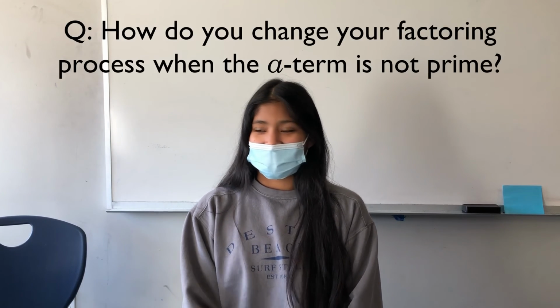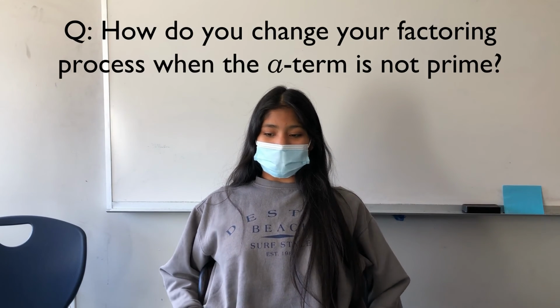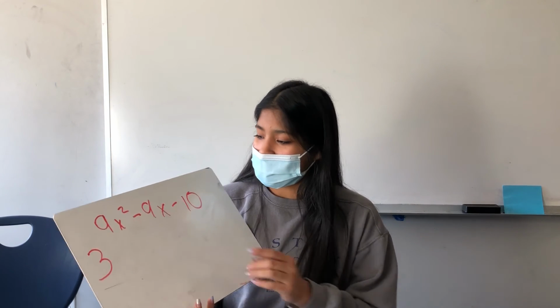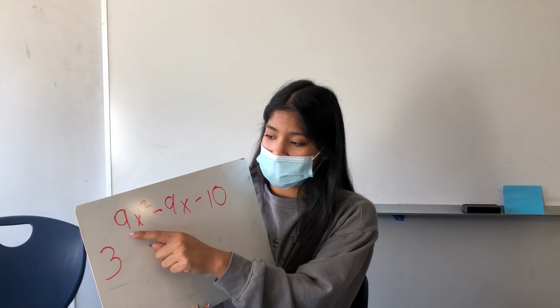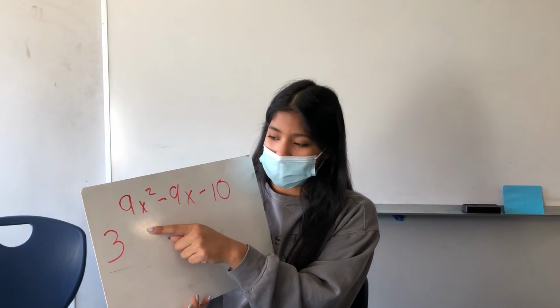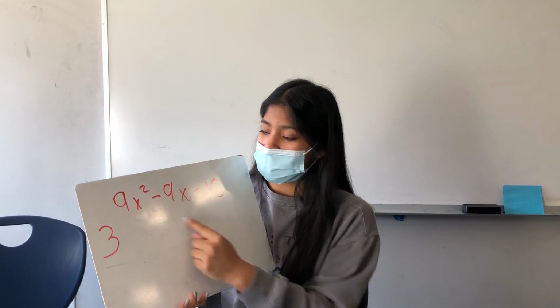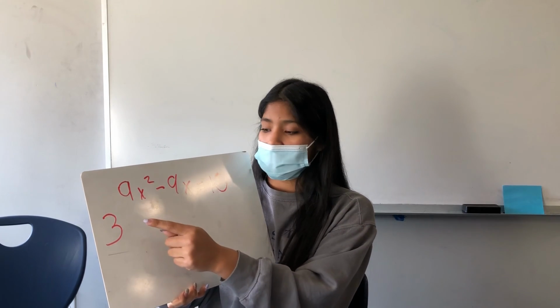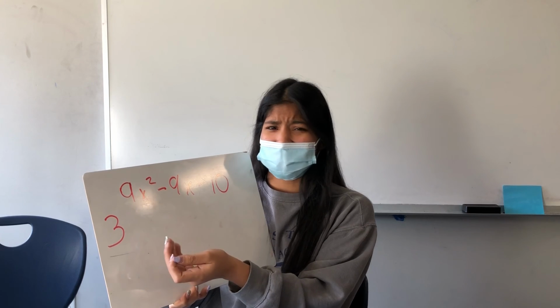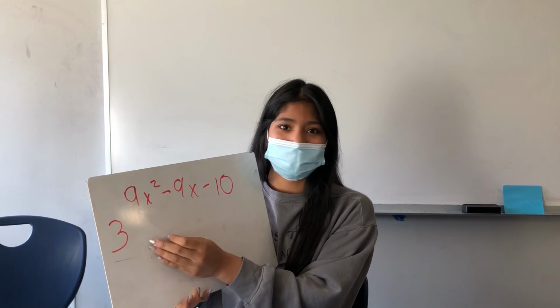How do you change your factoring process when the A term is not prime? I think the big idea is just realizing that there are multiple possibilities in factoring. So for example, in 9x squared, 9 is not a prime number. There are multiple factors that can equal 9, like 9 and 1, and 3 and 3. So there are multiple possibilities to factor this, and if the 9 was a 3, it would only be 3 and 1, because 3 and 1 are the only two numbers that multiply to get 3.